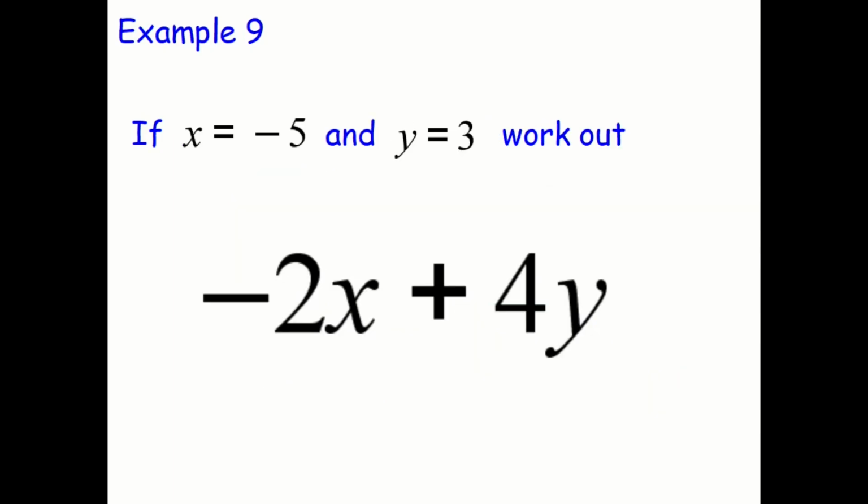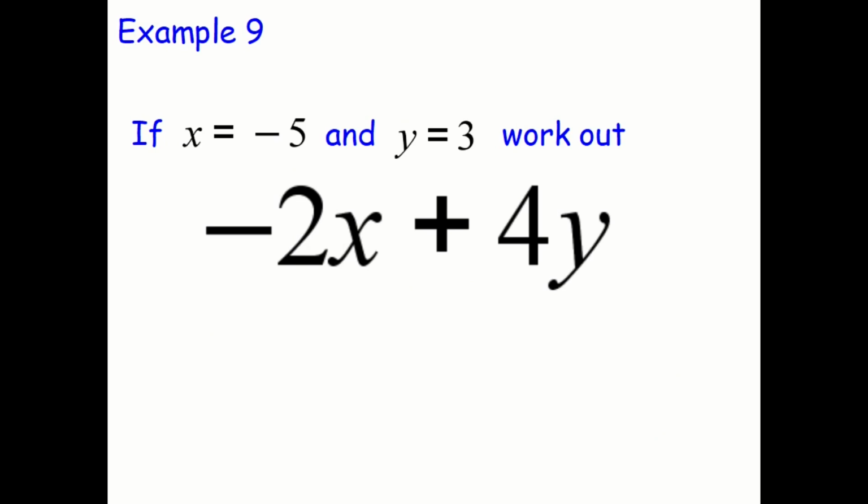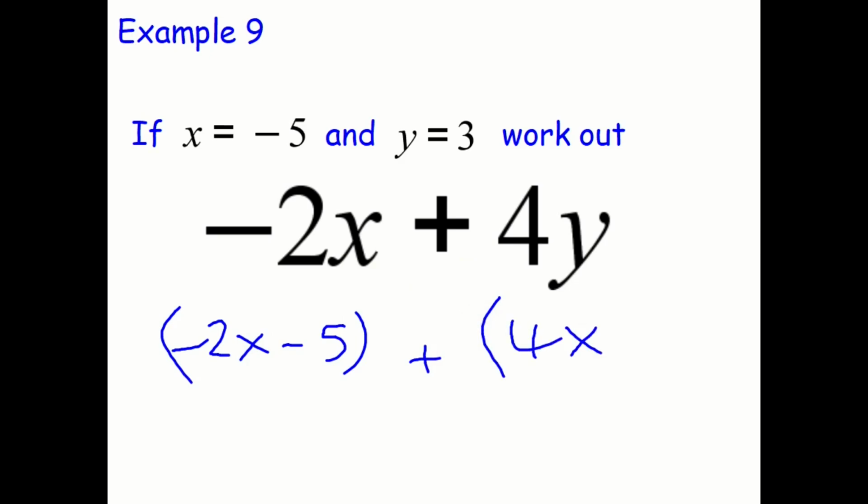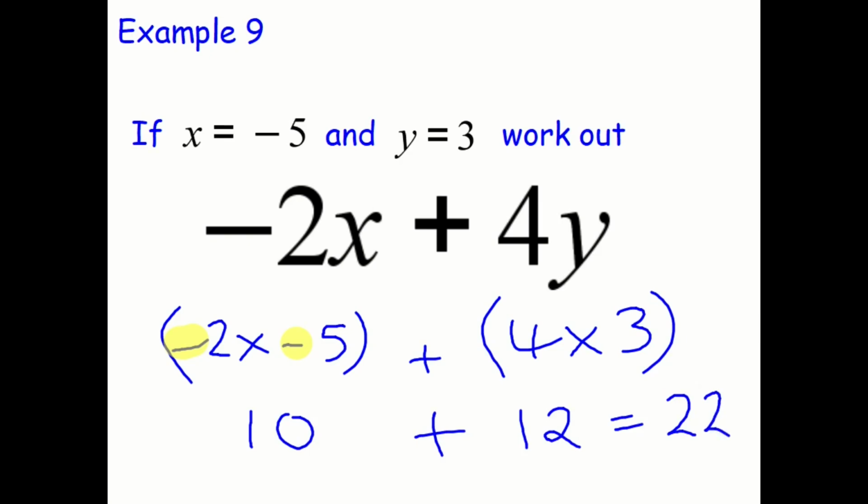Example 9. If x equals minus 5 and y equals 3, work out minus 2x plus 4y. So I'm going to do minus 2 multiplied by x, which is minus 5, plus 4 lots of y, which is 3. Remember, a minus multiplied by a minus is a plus. So minus 2 multiplied by minus 5 is positive 10, and 10 plus 12 is 22.